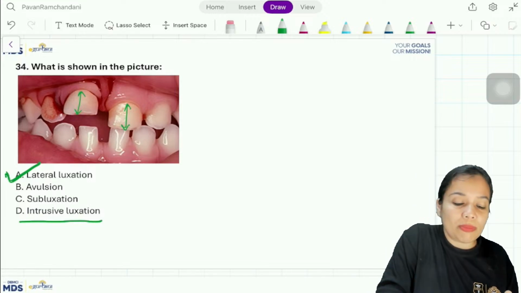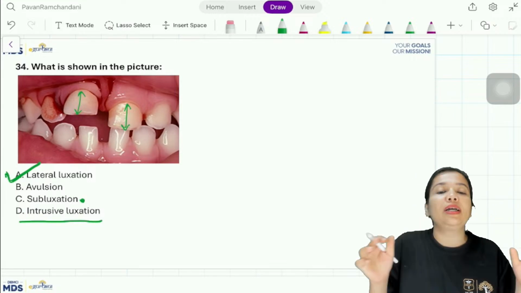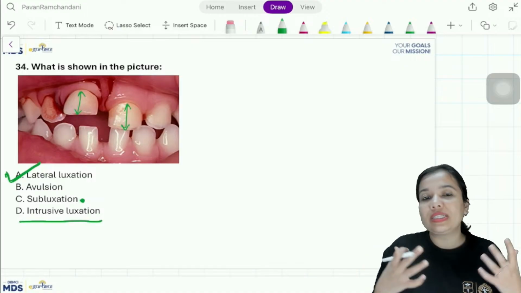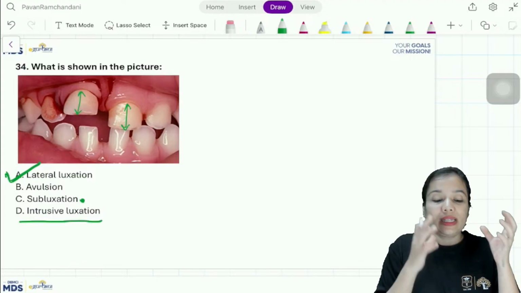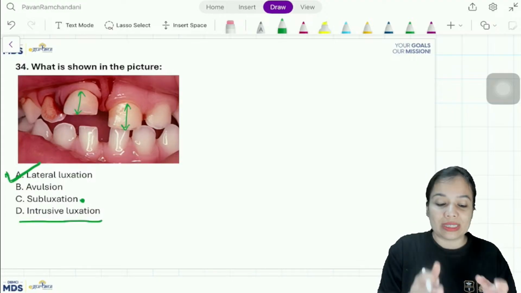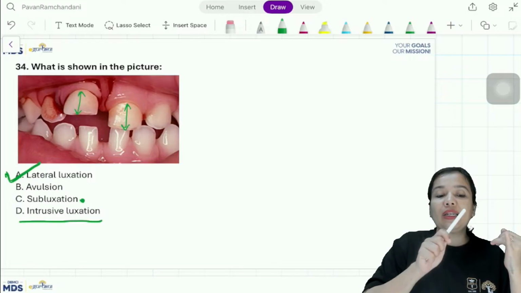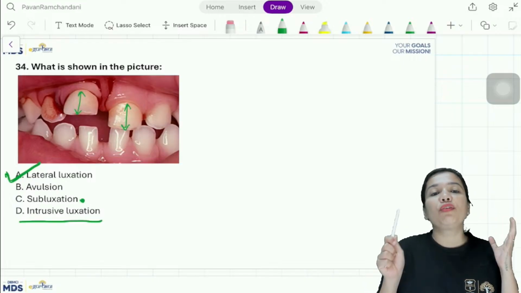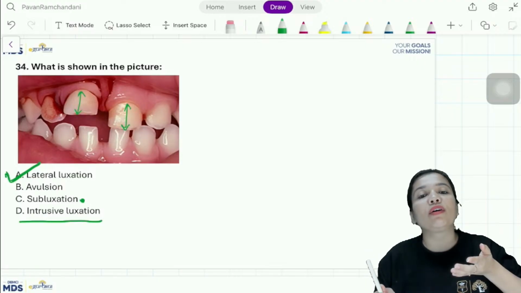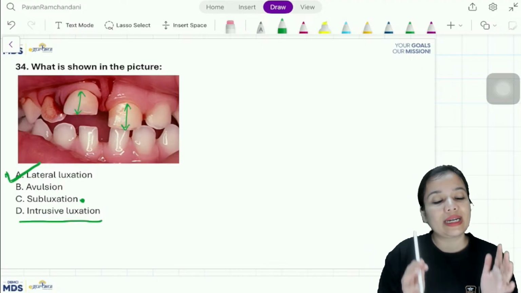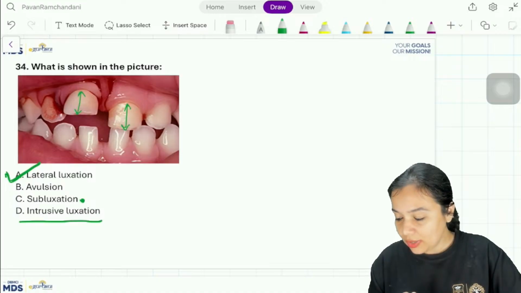And it's not subluxation, because in subluxation the tooth does not change its place at all, but the tooth has been shifted from its place. That means it is some sort of a luxation. So between lateral and intrusive, if it would have been intrusive luxation, the tooth would have become smaller in size because it would have gone inside, but this is lateral luxation, right?